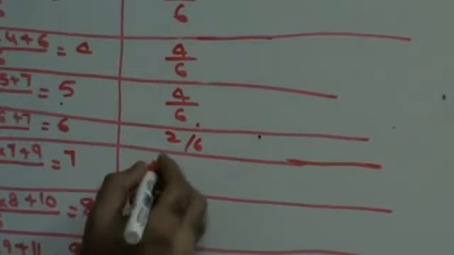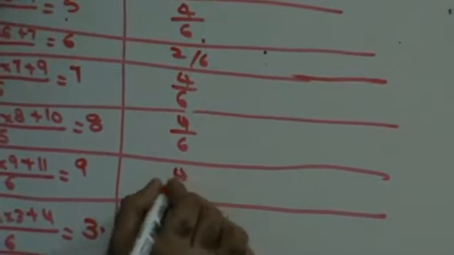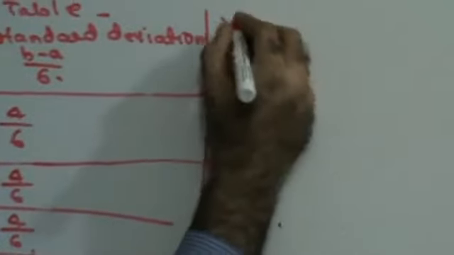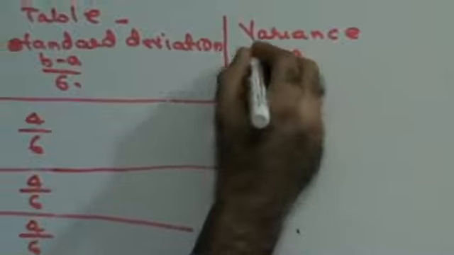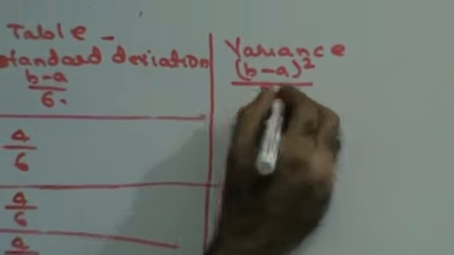Then you have 9 minus 5, for 5 to 6, which is 4 upon 6. Then you have 10 minus 6, again 4 upon 6. Then you have 11 minus 7, which is 4 upon 6. And 4 minus 2 is 2 upon 6. Once you get standard deviation, then you find out variance. B minus A the whole square upon 36.